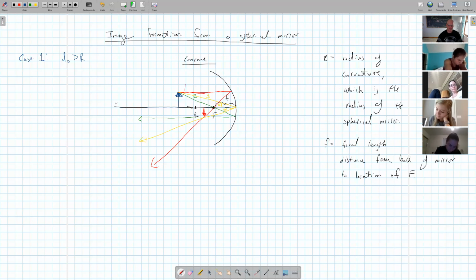So here, notice that we can tell 3 things automatically about this image. First, we can see that this is a real image. It's a real image because if I put a piece of paper here, all the light actually passes through it. The light comes in this direction, hits, and reflects back off in this direction, so all the light is actually passing through this point. The second thing we can see is that this thing is upside down, which is what we call an inverted image. Inverted basically just means it's upside down.